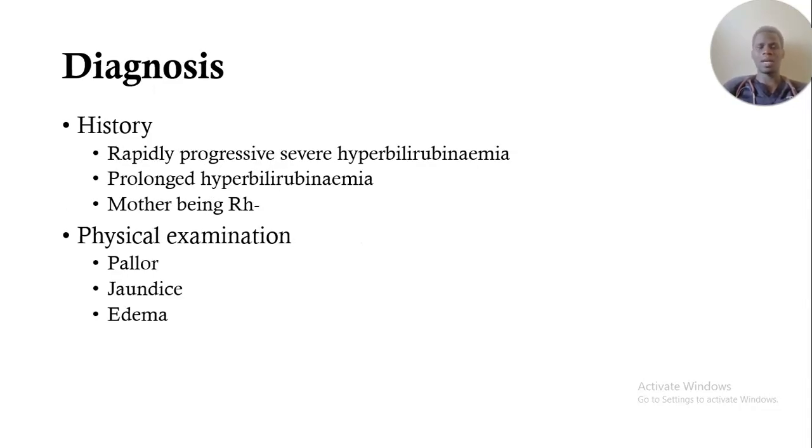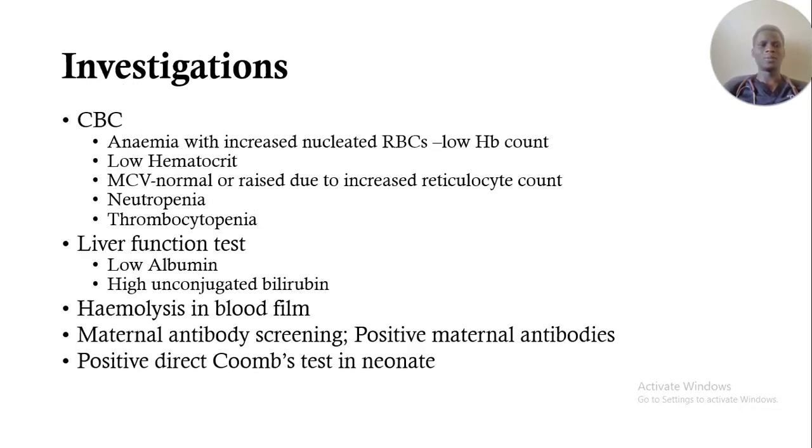So how do you diagnose this condition? History is very important, mother being rhesus negative and father being rhesus positive. And then when the child is born, there is rapidly progressive severe hyperbilirubinemia. So it differs from the other causes of jaundice. This is rapidly progressing and is prolonged. In the physical examination, jaundice, pallor, and edema, those are cardinal features which you cannot miss in this child.